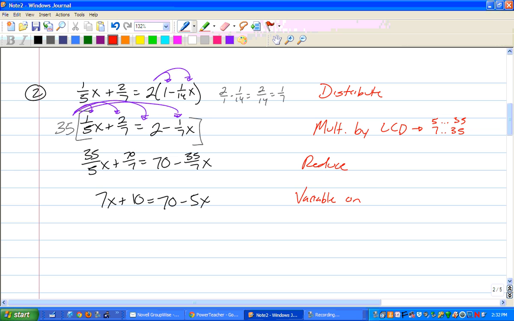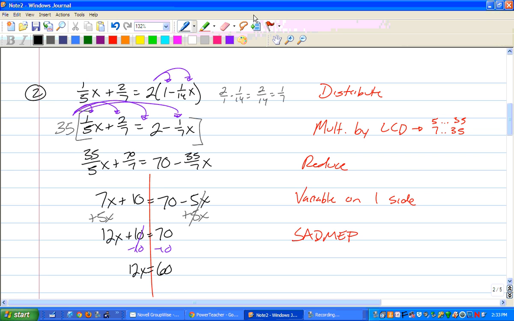All right, so I want the variable on one side. I'm going to add 5x to both sides. We're going to get 12x plus 10 equals 70. And then we're going to follow SADMAP. Get that variable on one side, so subtract the 10. 12x equals 60. Get your variable by itself. 60 divided by 12 should give you 5.